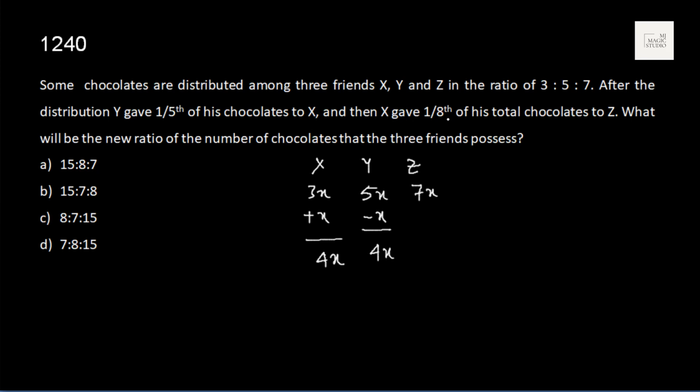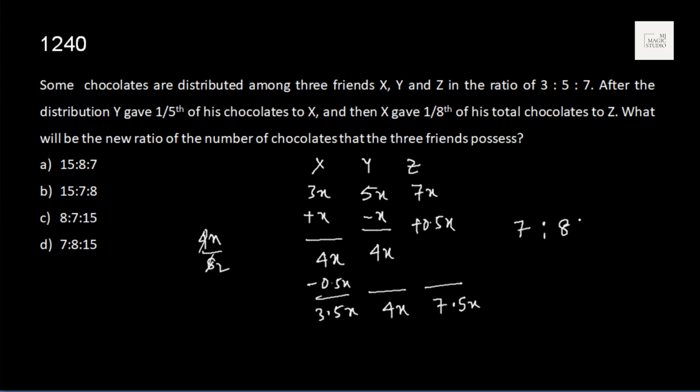And then X gave 1/8 of his total chocolate to Z. 1/8 of 4x means x by 2, that is 0.5x. So X would have 3.5x, Y has 4x, and here we would be adding 0.5x, so the number of chocolates with Z would be 7.5x. What will be the new ratio of the number of chocolates that the three friends possess? If I multiply this by 2, I'll get the perfect ratio format: 7 is to 8 is to 15. That is in option D.